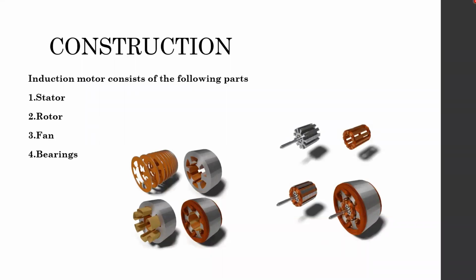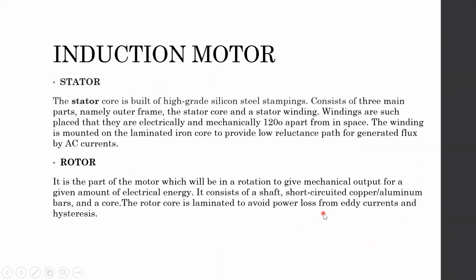It includes the following parts: stator, rotor, fan and bearings. This picture represents the stator and it represents the rotor. What is meant by stator? A stator core is built of high-grade silicon steel stampings. It consists of three main parts, namely outer frame, stator core, and stator windings. Windings are placed such that they are electrically and mechanically 120 degrees apart in space.